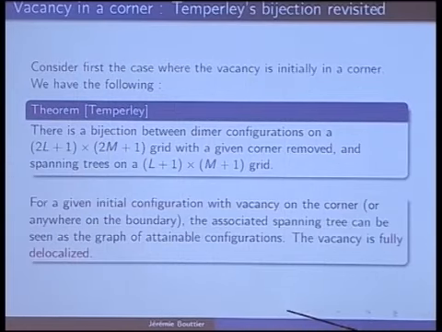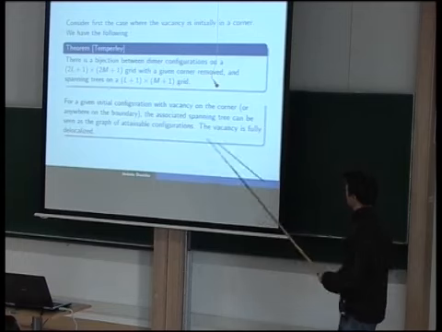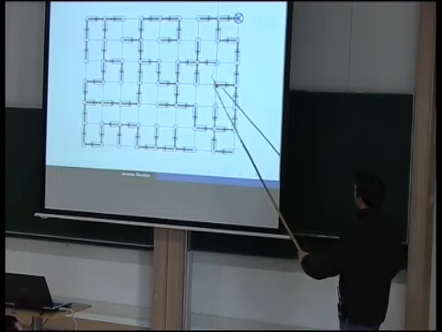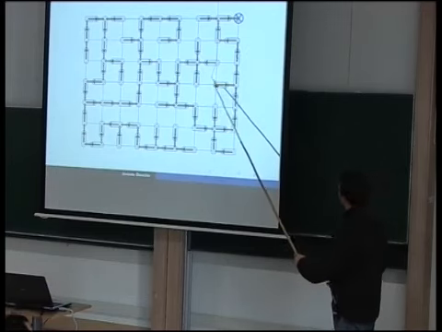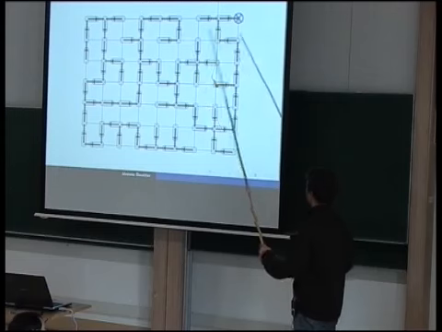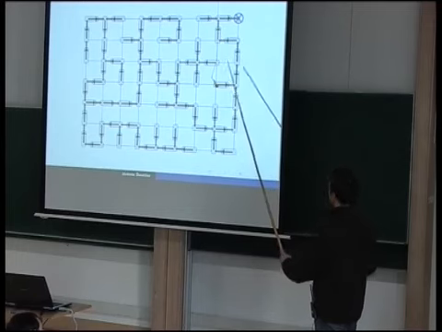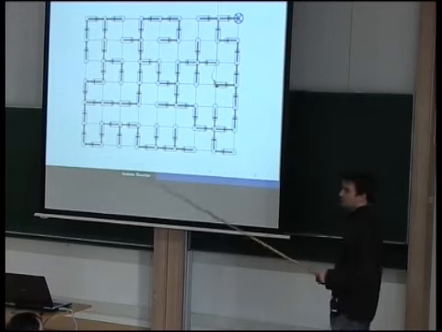The interpretation of the Temperley bijection is that if you start with a configuration with the vacancy in the corner, and actually anywhere on the boundary, then the spanning tree that you associate by the Temperley bijection can be seen as the graph of attainable configurations. That is, to every site in the spanning tree, I can associate a unique configuration that I can attain from this configuration by moving dominoes. There is a unique way, not doing any trivial moves, to move the vacancy here, and all the rest is fixed.